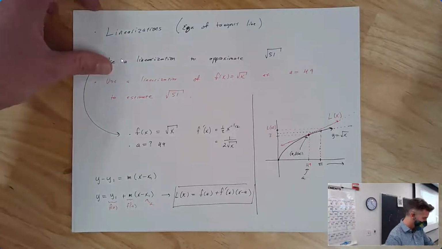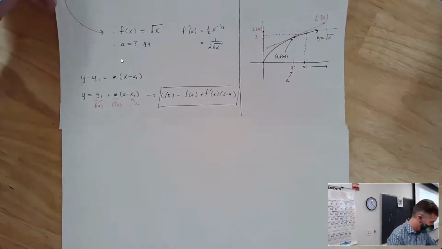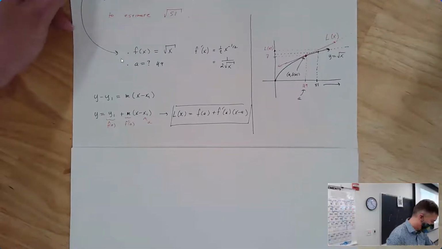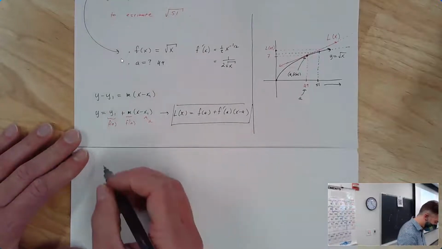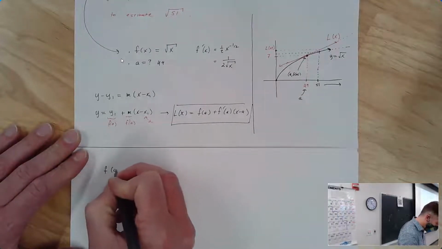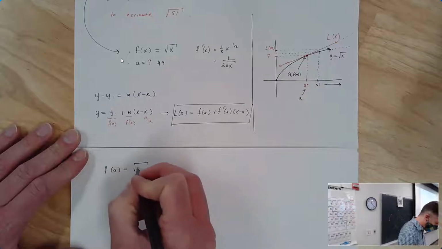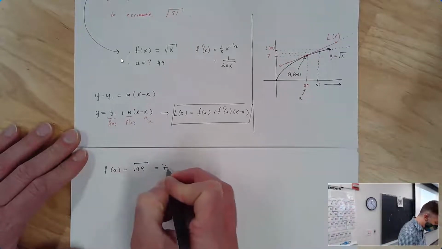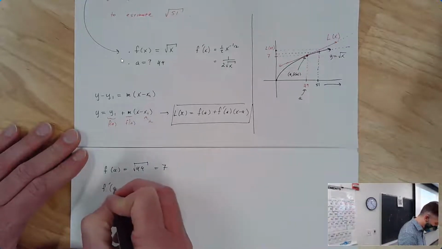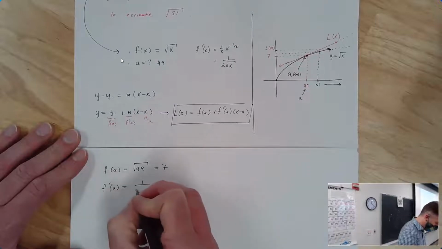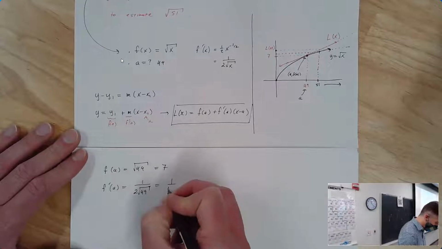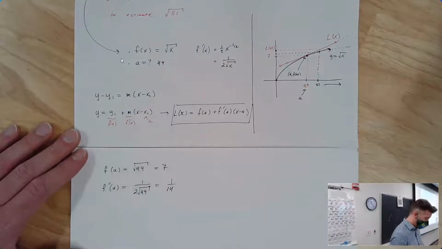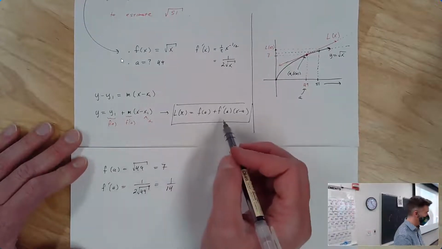And I've probably run out of room here, so let's go ahead and page. And then I'm going to plug in my a value and find all the things I need for this. So f of a is going to be the square root of 49, which is 7. f prime of a is going to be 1 over 2 times the square root of 49, which is 1 over 2 times 7. And then I'm going to just throw everything at this formula.